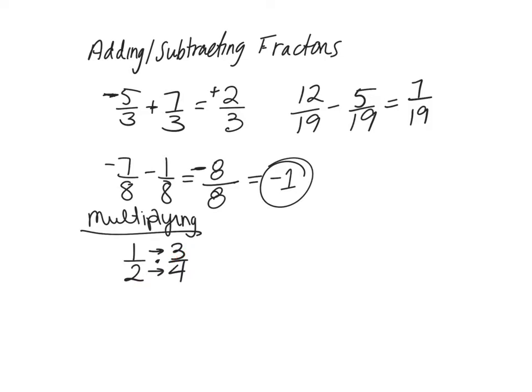So here I have nothing I can divide out, so I'm just going to multiply 1 times 3, and 2 times 4 is 8. Can I reduce 3/8? No. So my final answer is 3/8. I didn't put any negative signs on this one. I'll put some on the next.